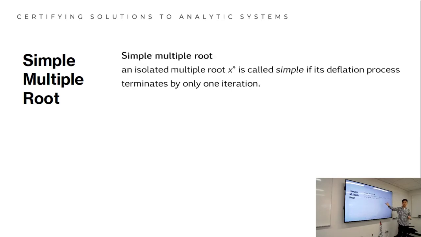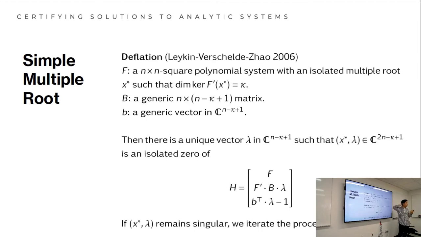Now we can define simple multiple root. Could you go back? So could you explain precisely again what generic means? Oh, generic means that we want to have a... It's a theorem, right? Could you say precisely... Oh, I see. When we choose this matrix and vector randomly, then with probability one, we're going to get the regular roots. So what's the meaning of randomly? What's the meaning of probability one?